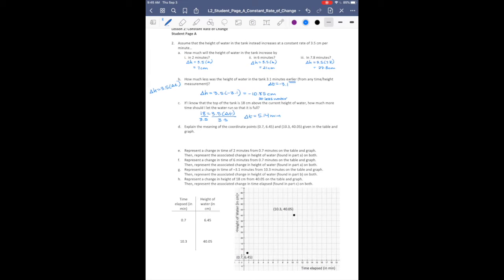Alright, hey guys, I just wanted to take a couple minutes and talk you through the second half of this page because there's just no way a PowerPoint's going to be sufficient. So you should have already done 2A through D really, but let's talk through it.